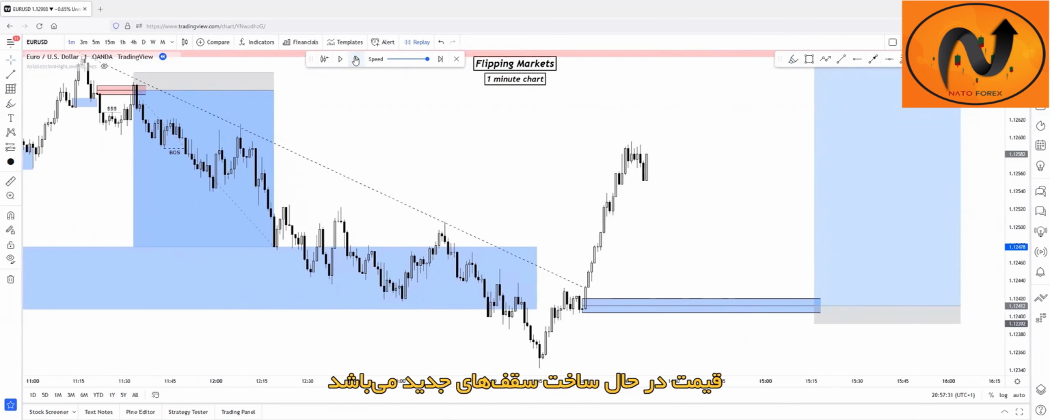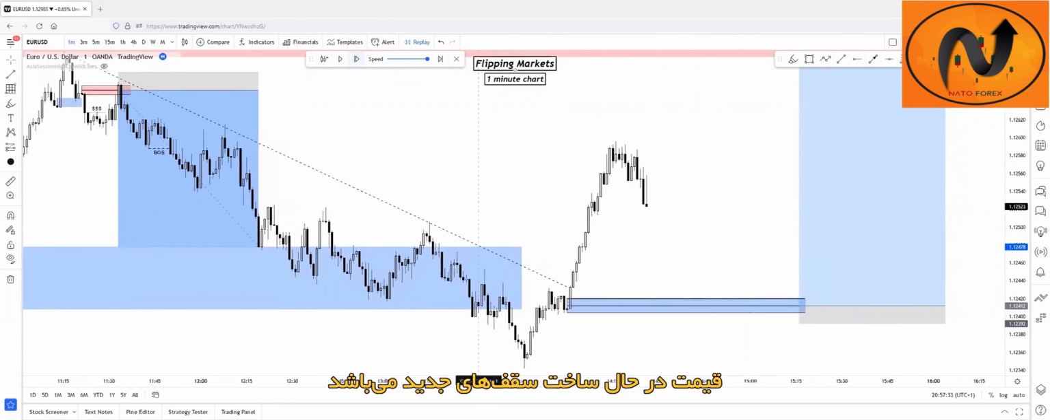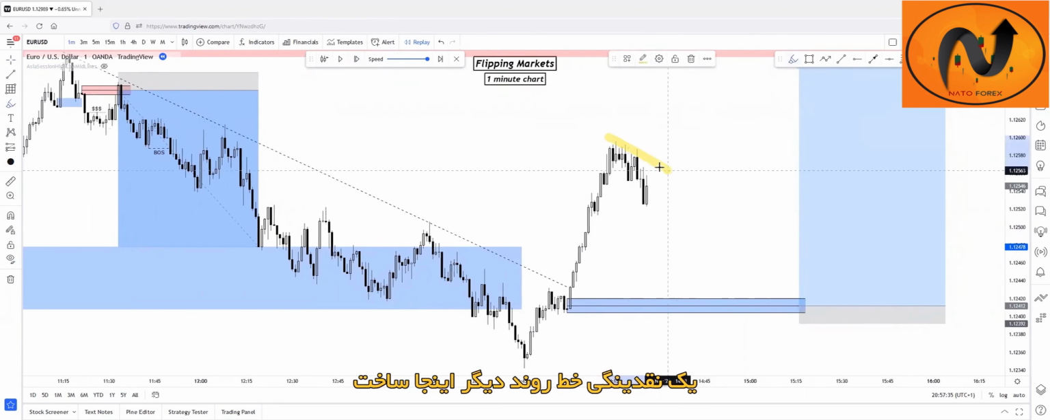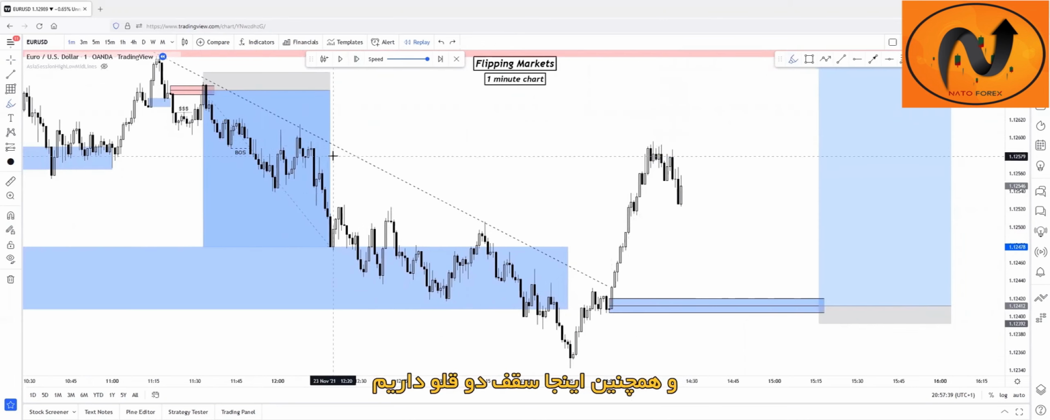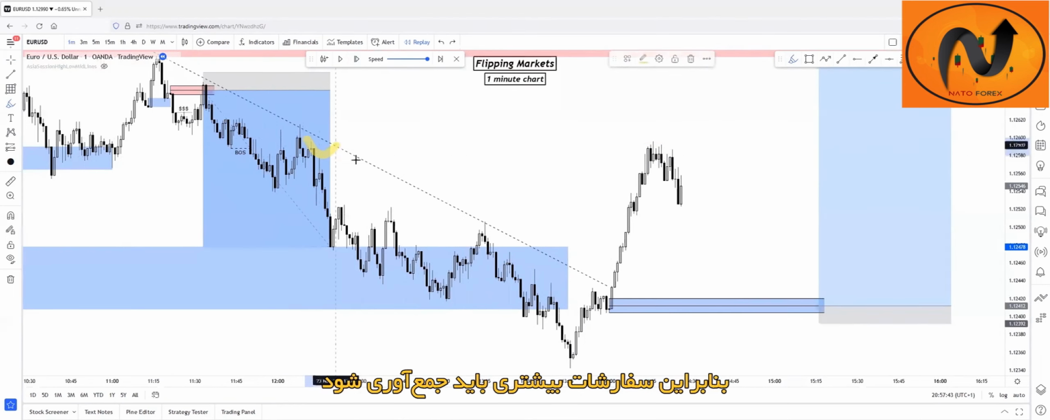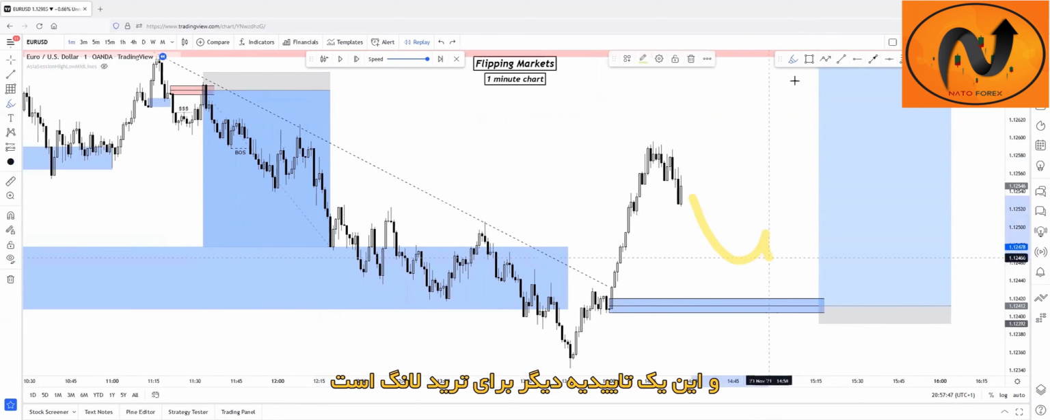As you can see, it's creating new highs, and created another liquidity line here. So more sellers entered the market here. And as you can see, actually, we have double taps right here. So more liquidity needs to be collected. So this is one more confirmation for the longs.